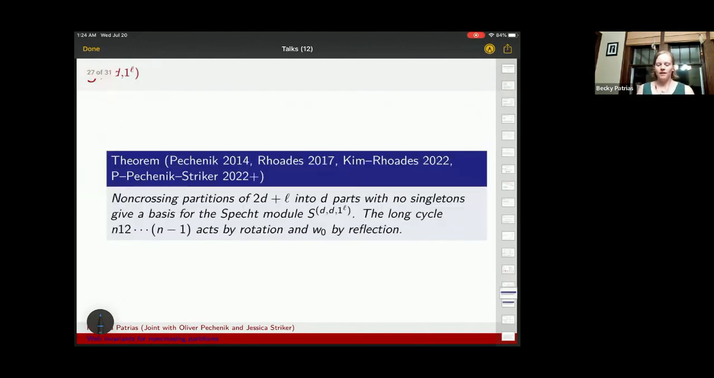All right, so our main theorem is that the non-crossing partitions are going to give us a basis. The non-crossing partitions of 2D plus L into D parts with no singletons is a basis for the Specht module S^(D,D,1^L). So let me just pause there for a second.